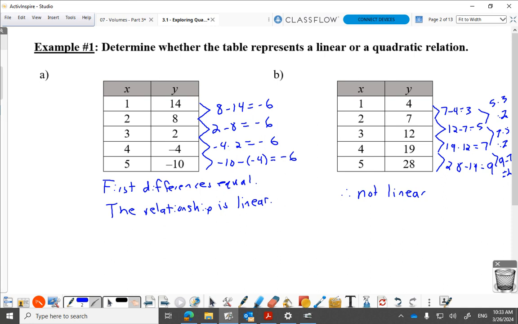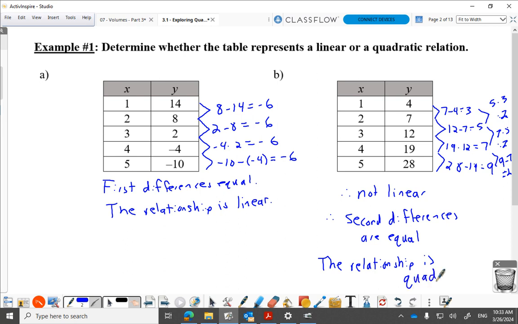That whole big sentence is on the previous page. If this happens, if the second differences are all equal, therefore, second difference is equal. The relationship is quadratic. You're like, I don't know what a quadratic is. I'm like, I know. I'm just giving you your first piece of information about quadratic. A quadratic relationship happens when the second differences are equal.